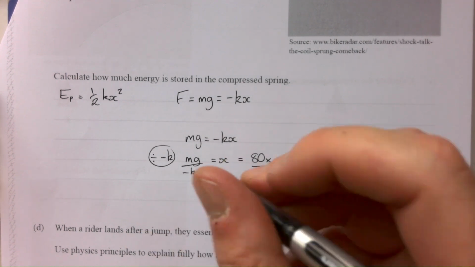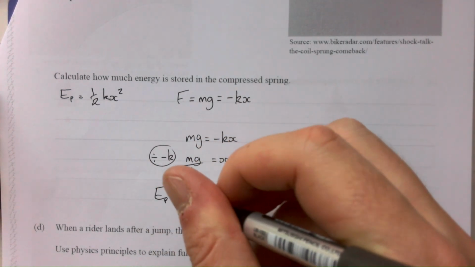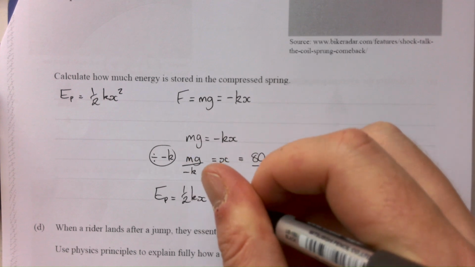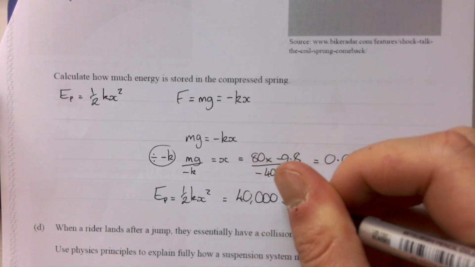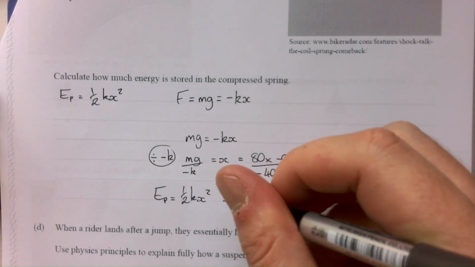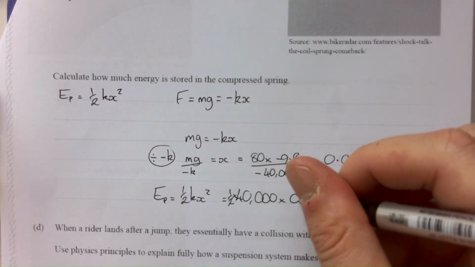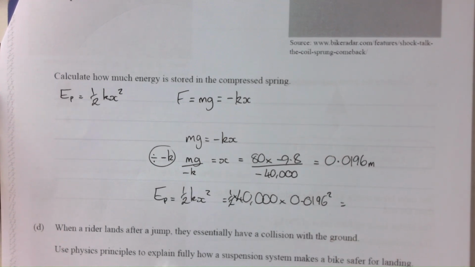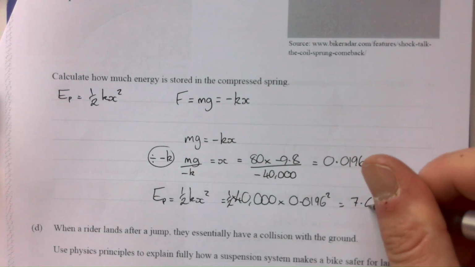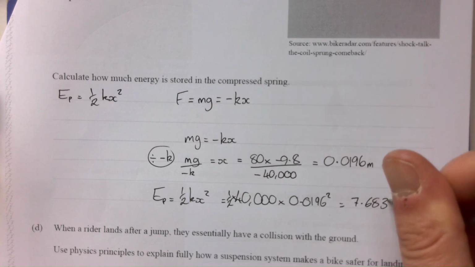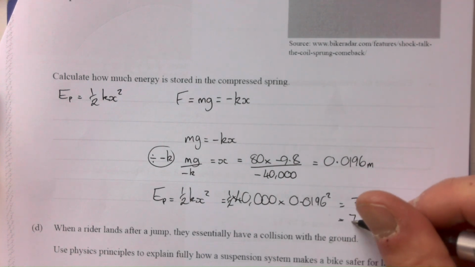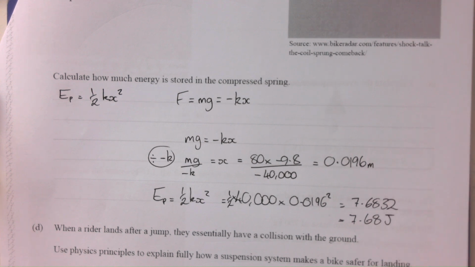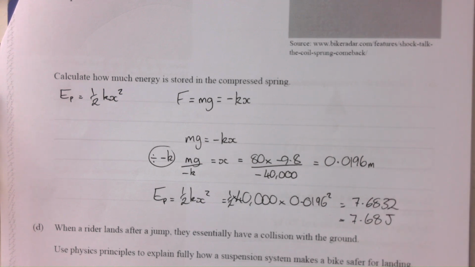Now we can throw that into our potential energy equation. EP equals half kx squared equals half times 40,000 times 0.0196 squared, getting an answer of 6.7832, which we can round to 7.68 joules, because this is an energy we have just calculated. Okay?